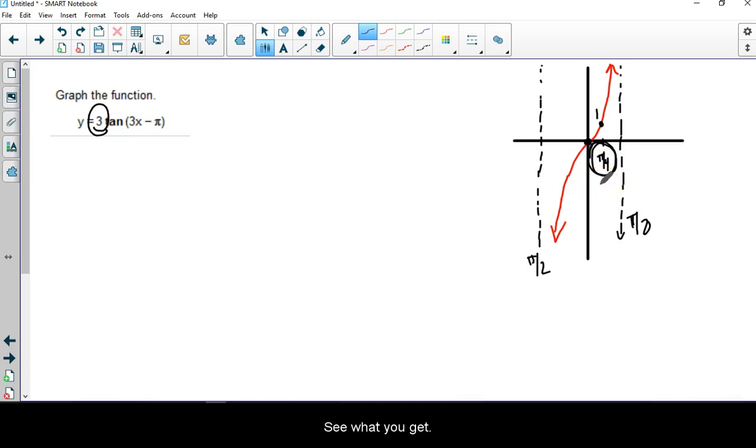So you can plug in pi over 4 and see what you get, or you can remember the rule that it's going to be halfway between this, and then of course halfway between this. That's going to move your 1 and your -1. All right, so I got an amplitude of 3. I don't have a vertical shift, so that makes life a little bit easier.